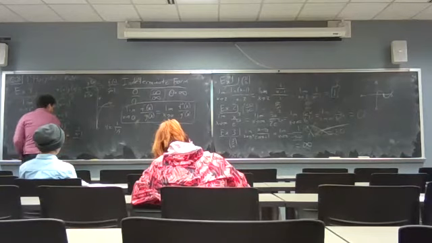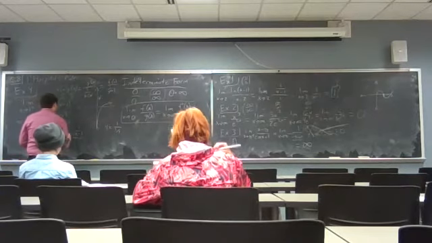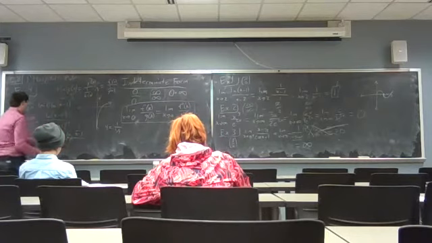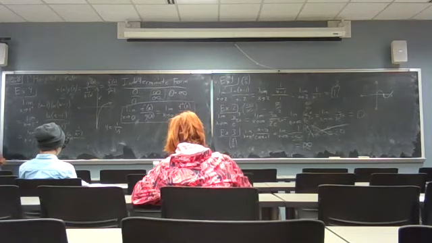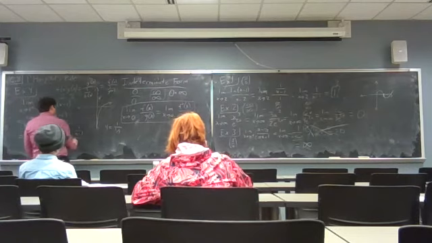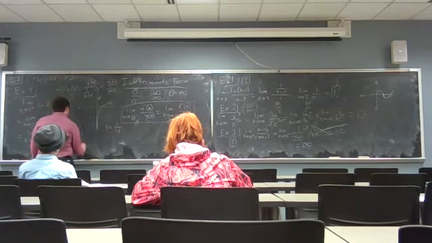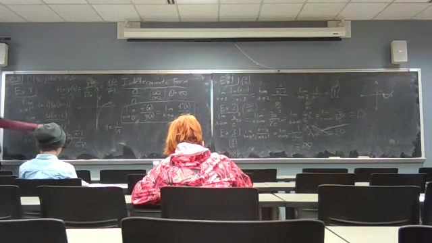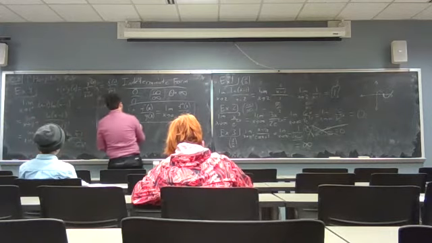We want to get the limit. Okay. What is the derivative of 1 over x minus 1? Negative 1 over x minus 1 squared. Absolutely.